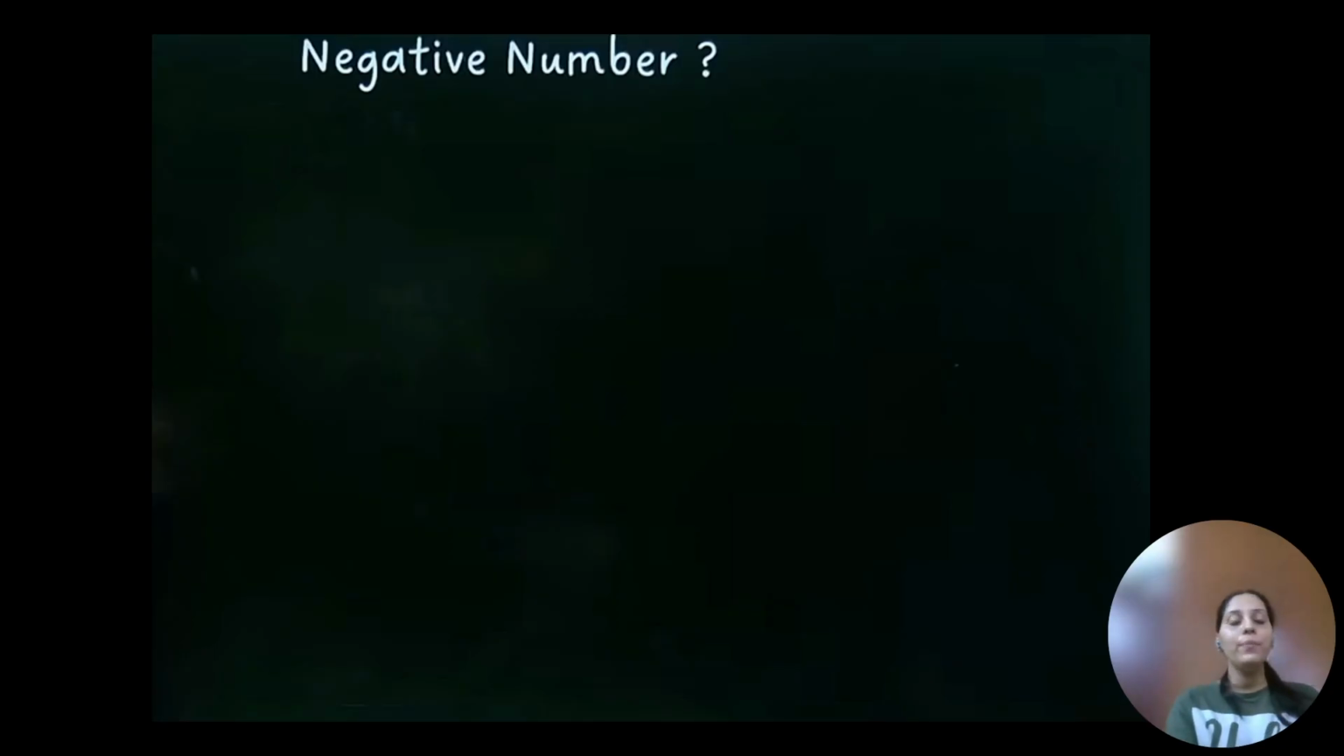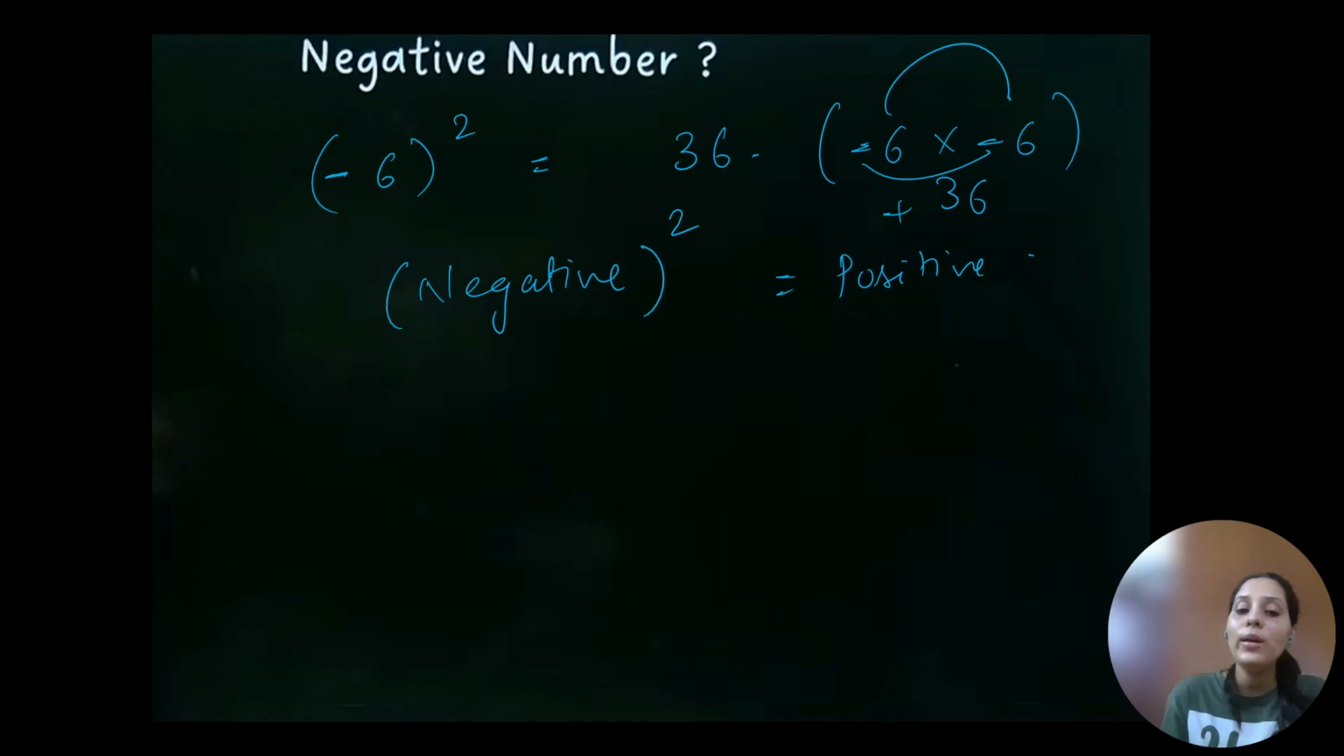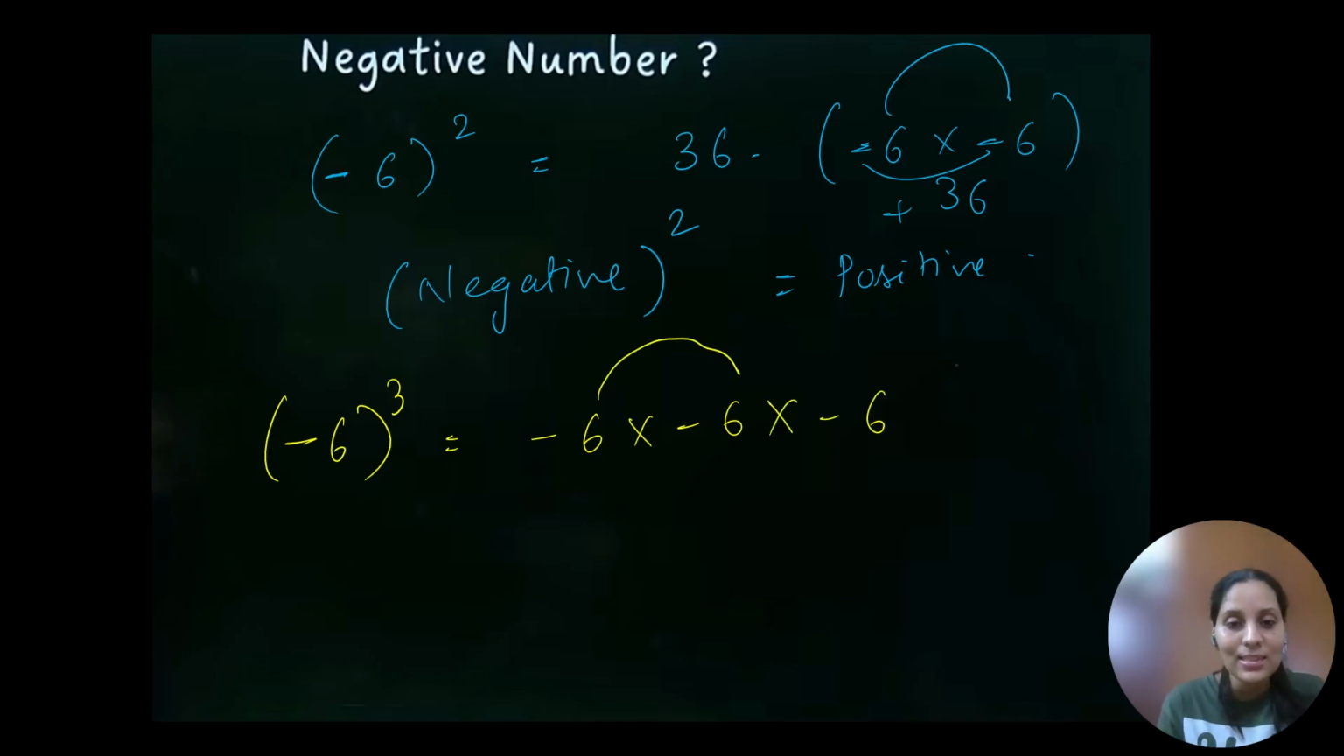Now, negative numbers. What is the cube of a negative number? I have already shown that the square of a negative number is always positive. See, minus 6 into minus 6, 6 into 6 is 36, minus into minus is plus. So the negative square is always positive. But when coming to cubes, minus 6 cube is minus 6 into minus 6 into minus 6. 6 into 6 is 36, 36 into 6 is 216.